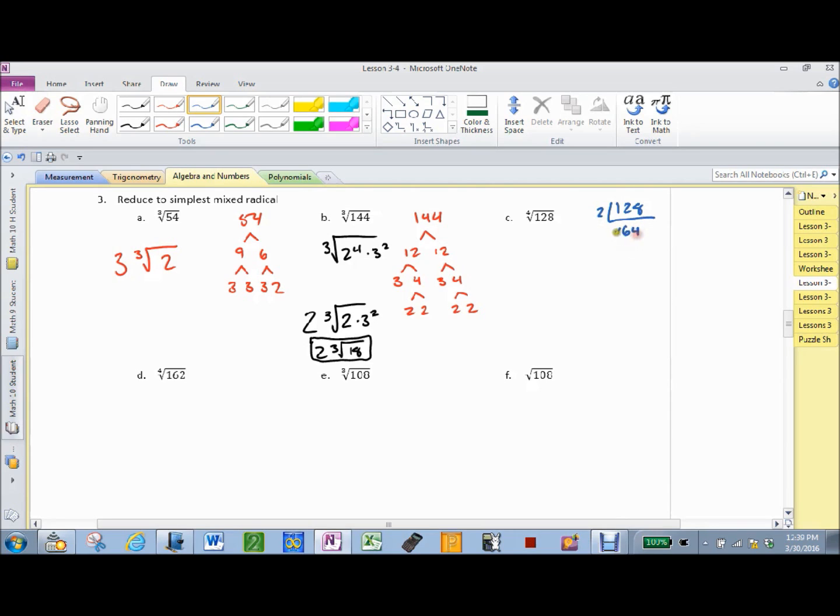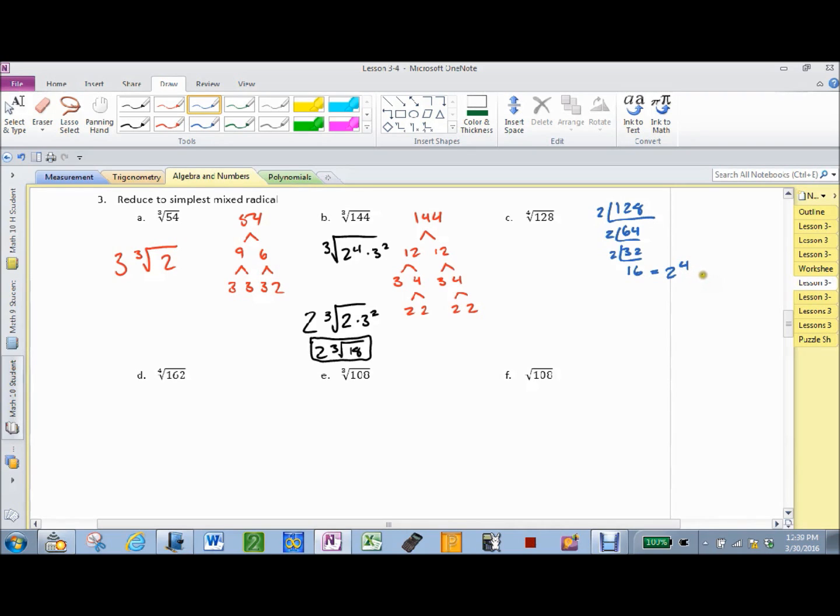2, 64, 2, 32, 2, 16. And I am going to stop there. Why? What do I know about 16? 4 times 4, which is 2 times 2 times 2 times 2, isn't it? So isn't this a group of 4 right away? Because 16 is 2 to the 4th, yes? Is that a group of 4?